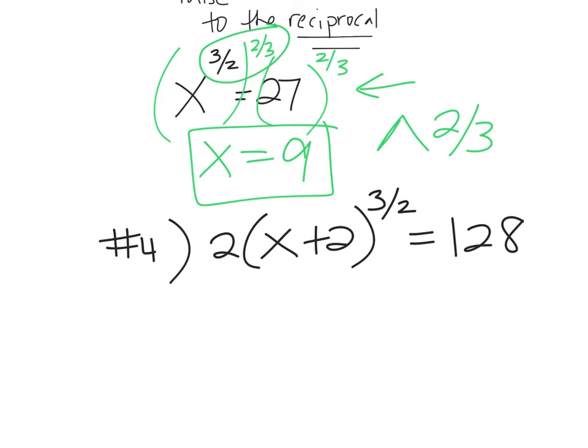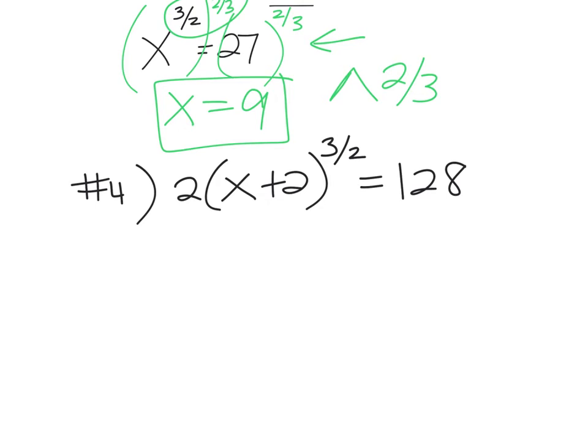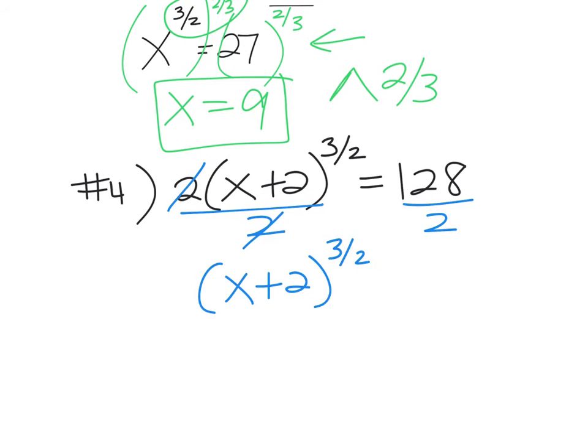No, you're not allowed to distribute into here because this is to the 3/2 and you can't bring that in. What you can do is divide both sides by 2. So your first step is, just like the radicals, to isolate this power part. If there's anything around it, we want to get rid of it. So bring it over to the other side, so that you get (x plus 2) to the 3/2 equals 64.